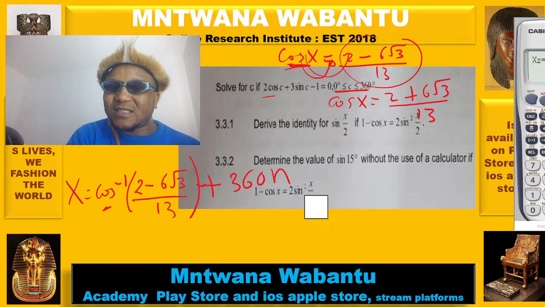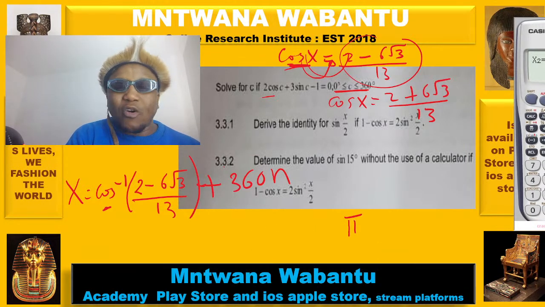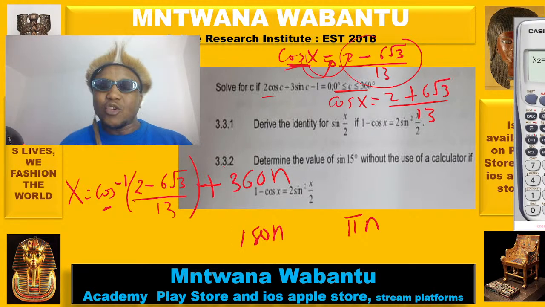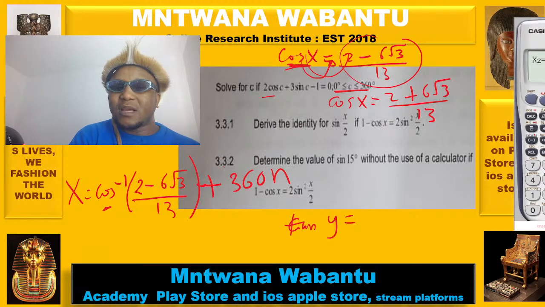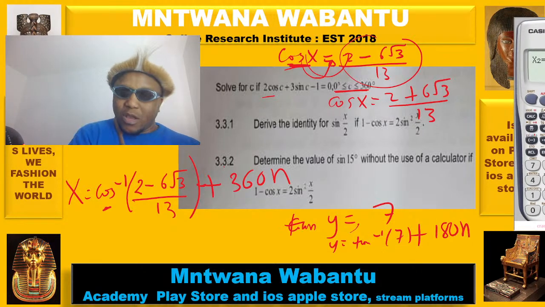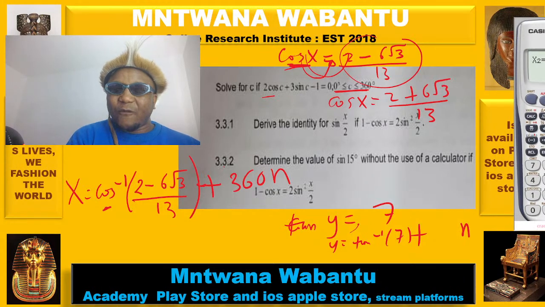But if you inverse tan, you add only pi n, or you can say 180n. Let me give an example here. Let's say tan y equals 7. Then y equals tan inverse of 7, and then we add 180n. That is for tan, but for cosine it is 360. Or if you don't want to say 180, you can say pi, because 180 equals pi.